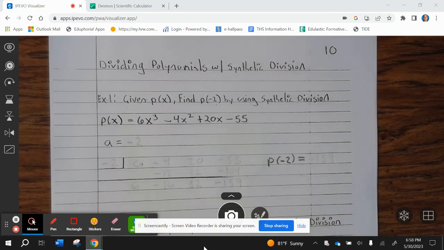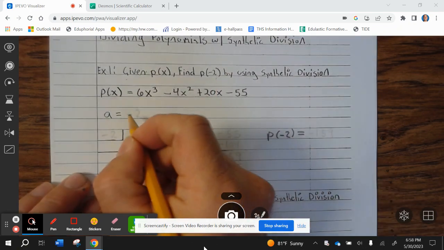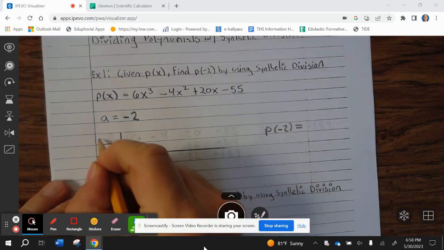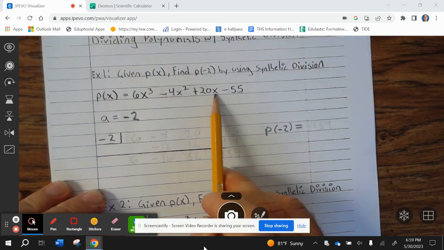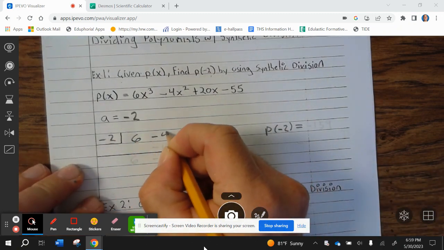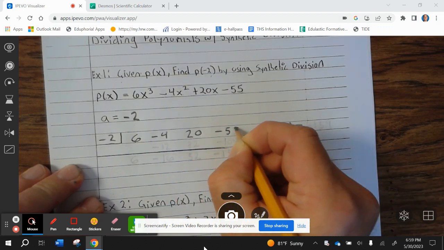Journal page 10, dividing polynomials with synthetic division. Example 1: given p of x, find p of negative 2 by using synthetic division. So the a value is negative 2. Negative 2 goes right here. We bring down, making sure we have the exponents in order: cubed, squared, x. We're not missing anything. So this becomes 6, negative 4, 20, negative 55.